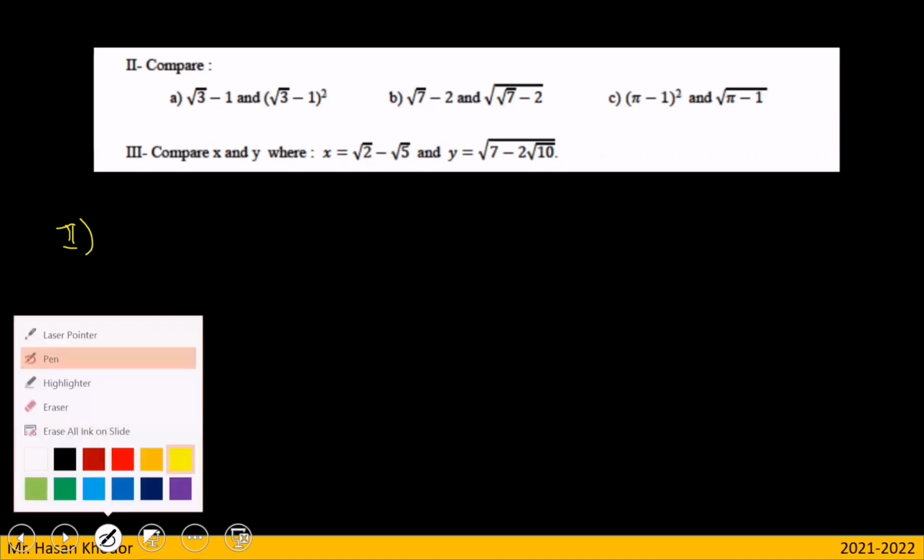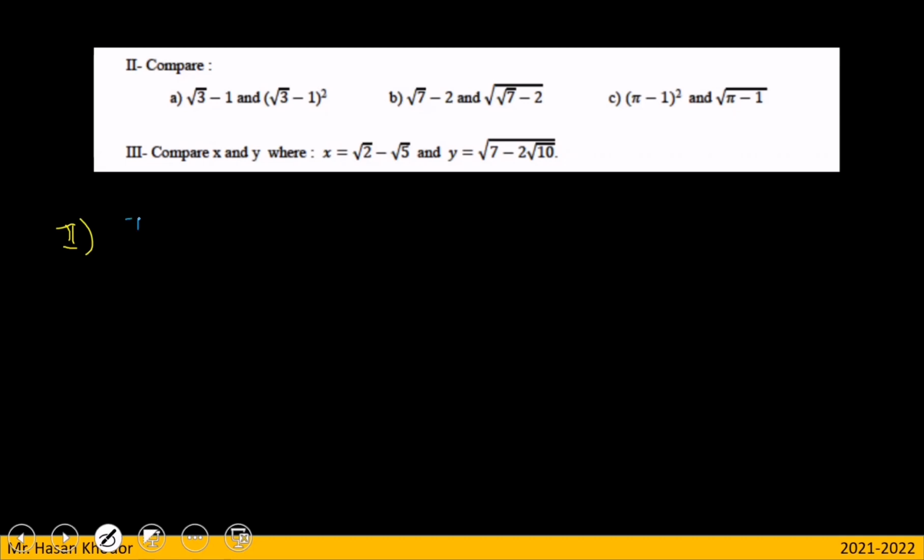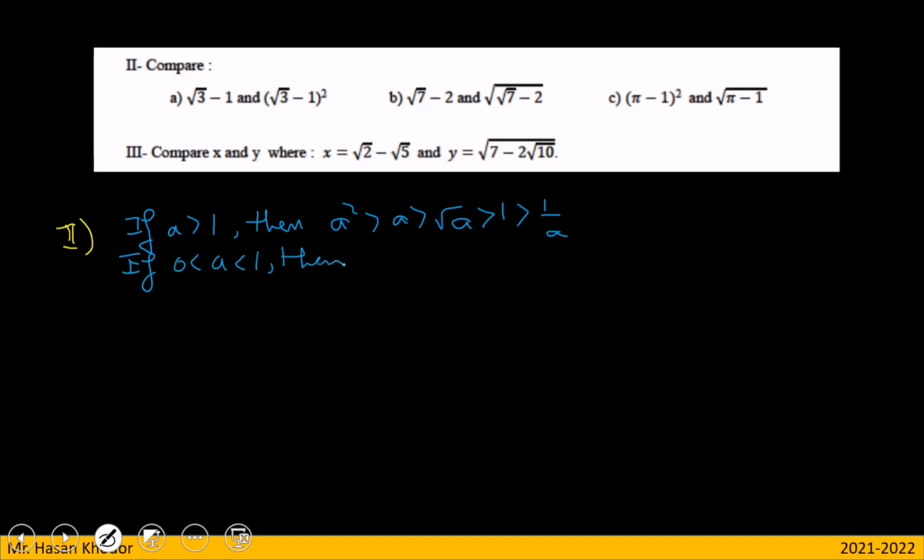The first rule indicates if a is greater than 1, then a square is stronger than a, stronger than radical a, stronger than 1, and stronger than 1 over a. By stronger, we mean greater. Otherwise, if a is a positive number less than 1, then a square is weaker than a, weaker than radical a, weaker than 1, weaker than 1 over a.